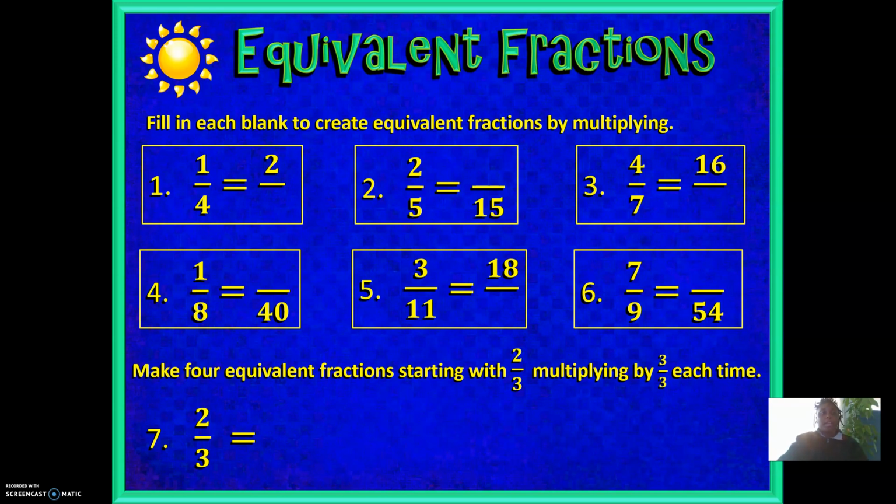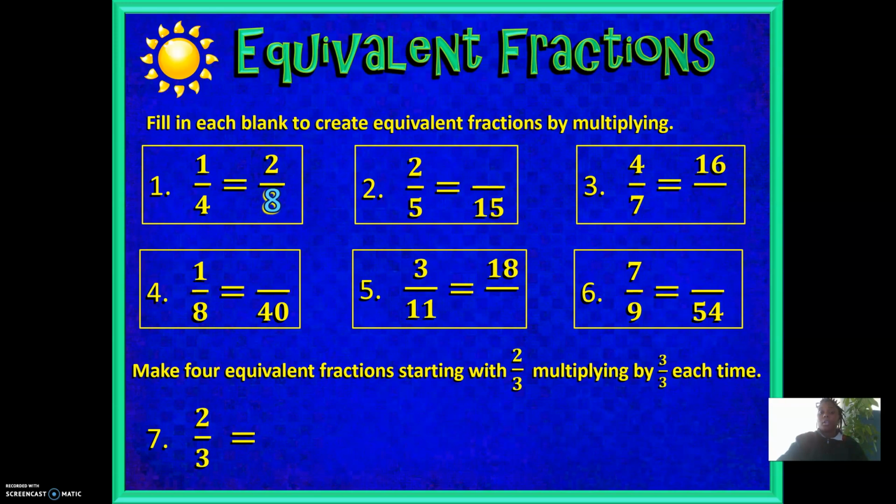Great, we're back together. So it says, fill in each blank to create equivalent fractions by multiplying. The first question says 1/4 is equivalent to 2 blank. Well, 1/4 is equivalent to 2/8. Why? Because we'd multiply the top and the bottom by 2.